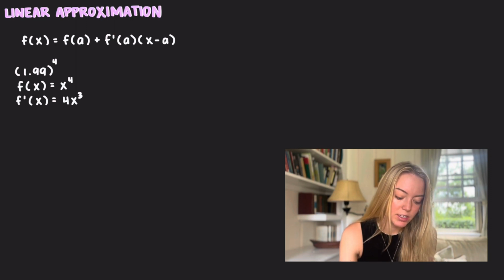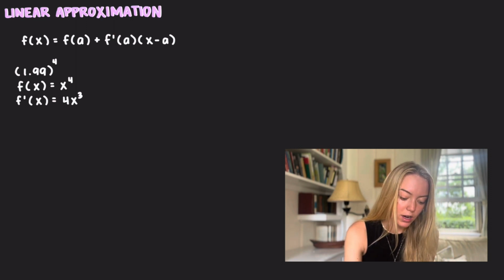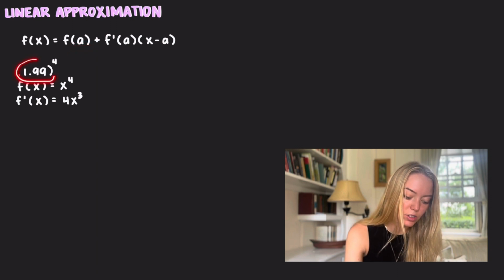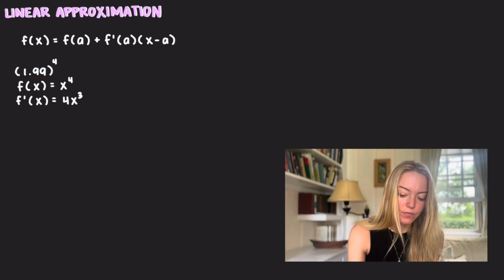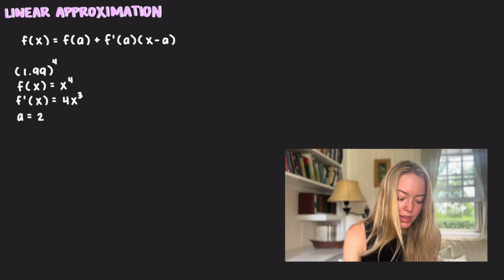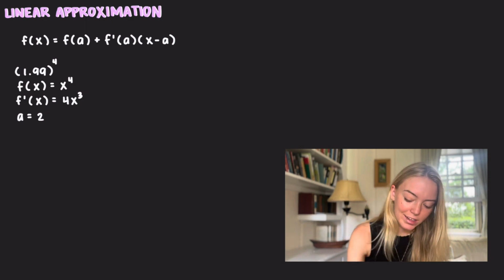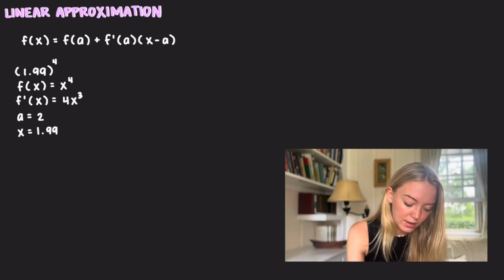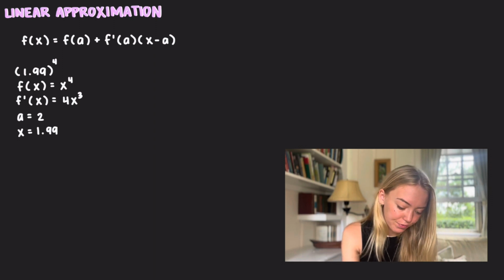Okay, now it's time for us to pick our a and our x. Well, our a is going to be something that's similar to the wacky number. So it's pretty obvious that our a is going to be equal to 2. And of course, our x is going to be whatever the wacky number is. Okay, plug and chug.